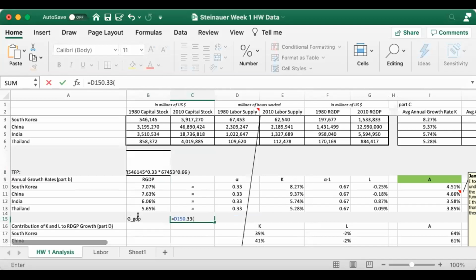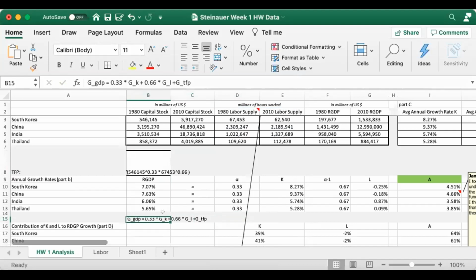So this must equal 0.33 times... Oh, wait. Let me just write it here. GDP growth rate equals 0.33 times the growth rate of capital plus 0.66 times the growth rate of labor, and then plus the growth rate of TFP. This is supposed to be correct, and this is what you need to verify, right? So let me repeat. First, you calculate TFP here, and then you verify that this equation is correct.